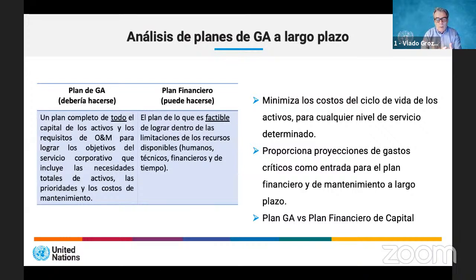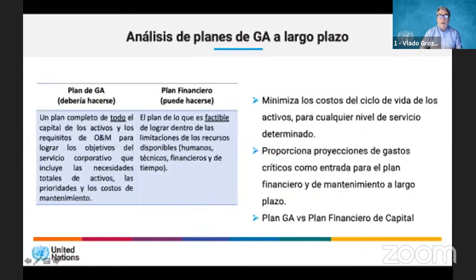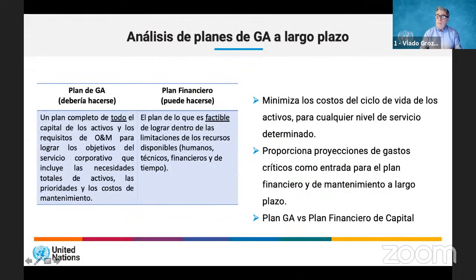So we compare these two plans: what we should do and what we can do. The asset management plan and financial plan minimize the asset life cycle costs. When we compare what we should do and what we can do, we go back and forth, not jeopardizing the level of service of the assets, the condition or performance of the assets, or exposure to risks for our future assets.